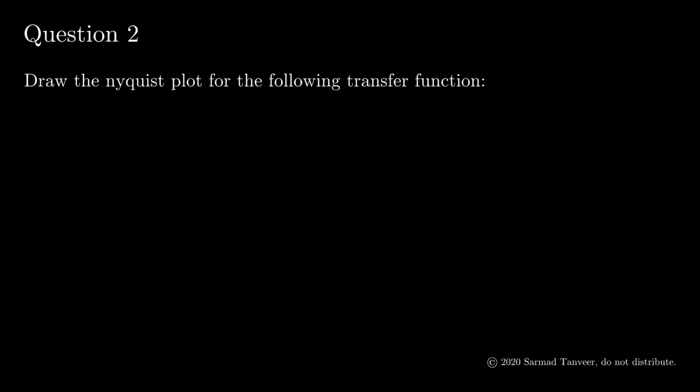Moving on to question 2, we will draw the Nyquist plot for the same transfer function. For Nyquist plots, we always start by drawing the Nyquist plot for a value of k equals 1. Let's begin by obtaining our zeros and poles.